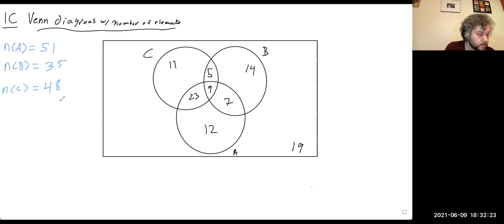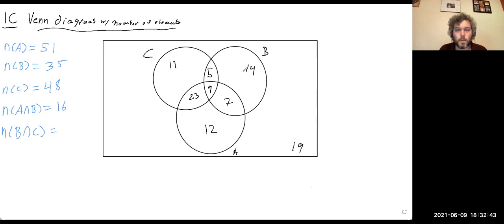Okay, that's the easy stuff. Now, how many is in the intersection of A and B? A and B is right here. How many is that? 16. Awesome. How many is in B and C? B and C is right here. 14. Okay, trick question.